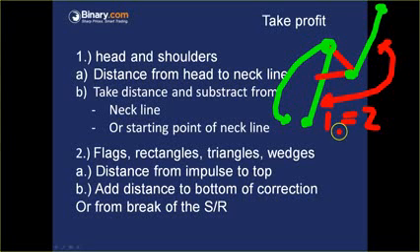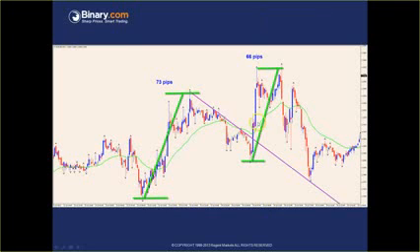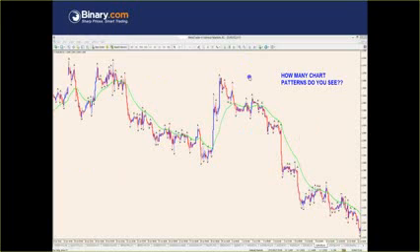Alright? Here's an example. We have upside, followed by correction and upside. The first upside is 73 pips. The second upside is 66 pips. It's a rough guideline of what you can expect. Sometimes price goes further, but it's roughly what we can expect.